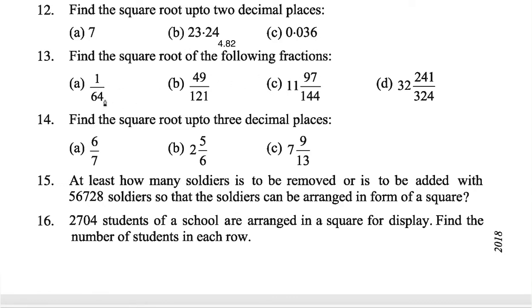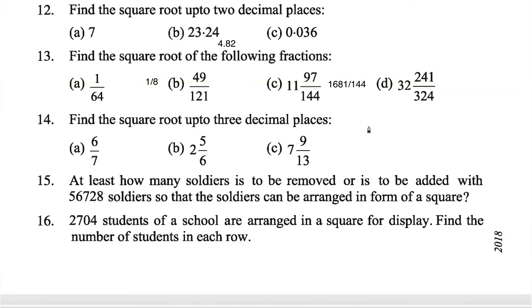Find the square root of the following fractions. This is 1 by 8. Okay, if you want to write, I can write it, no problem. This is 7 by 11. Mixed fraction you first convert into decimal. Okay, what is the decimal here? 144 into 11 plus 97, 1681 by 144. Later you proceed with the square root.